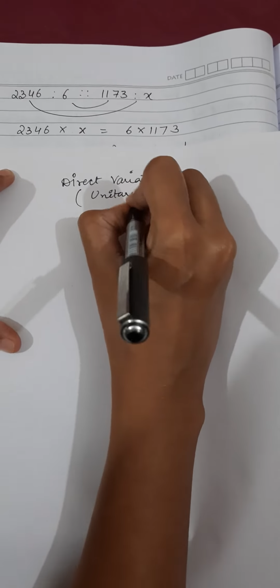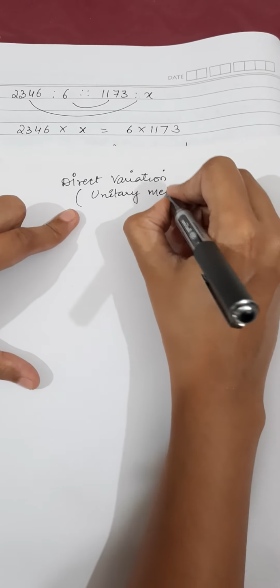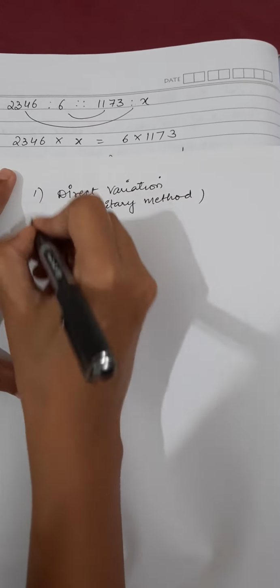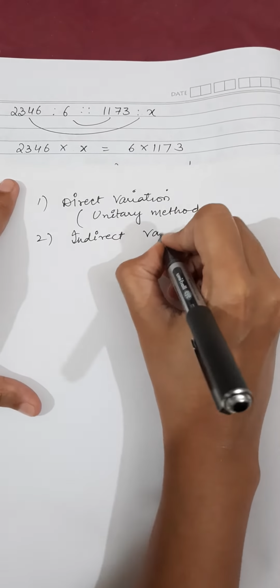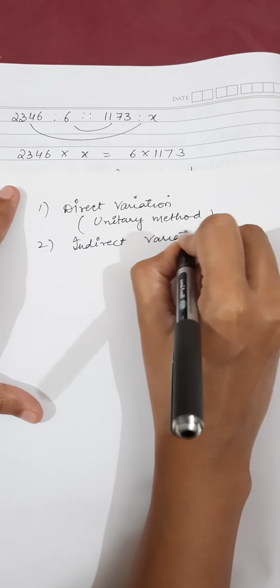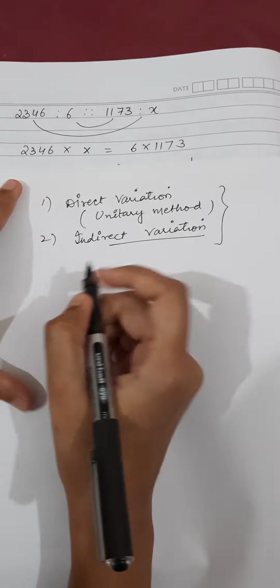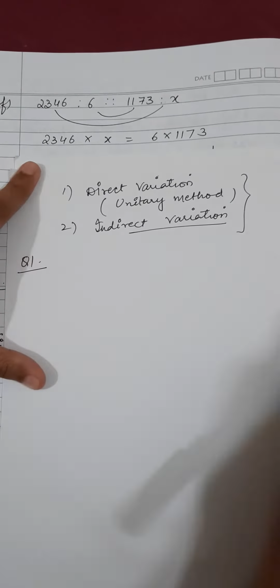While doing the questions I am going to explain what a unitary method is, and the second is indirect variation. Again, while solving the questions I am going to explain these two methods, right? Firstly I am going to start with question number 1.